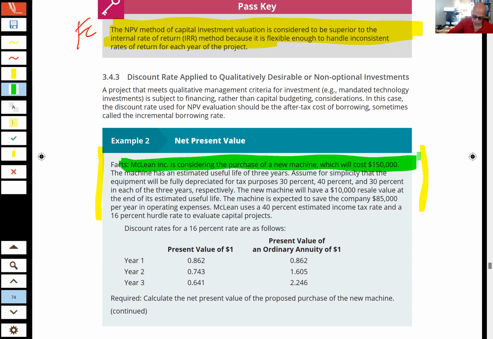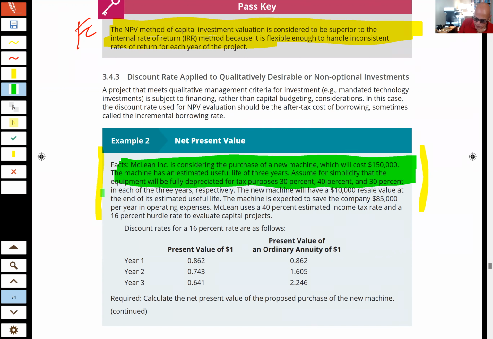The machine has an estimated useful life of 3 years. Assume for simplicity that the equipment will be fully depreciated for tax purposes, 30% in the first year, 40% in the second year, and then it goes back to 30% in the third year. The new machine will have a $10,000 resale value at the end of the estimated useful life. Cash flow is going to come in, but we're going to be paying tax on that.